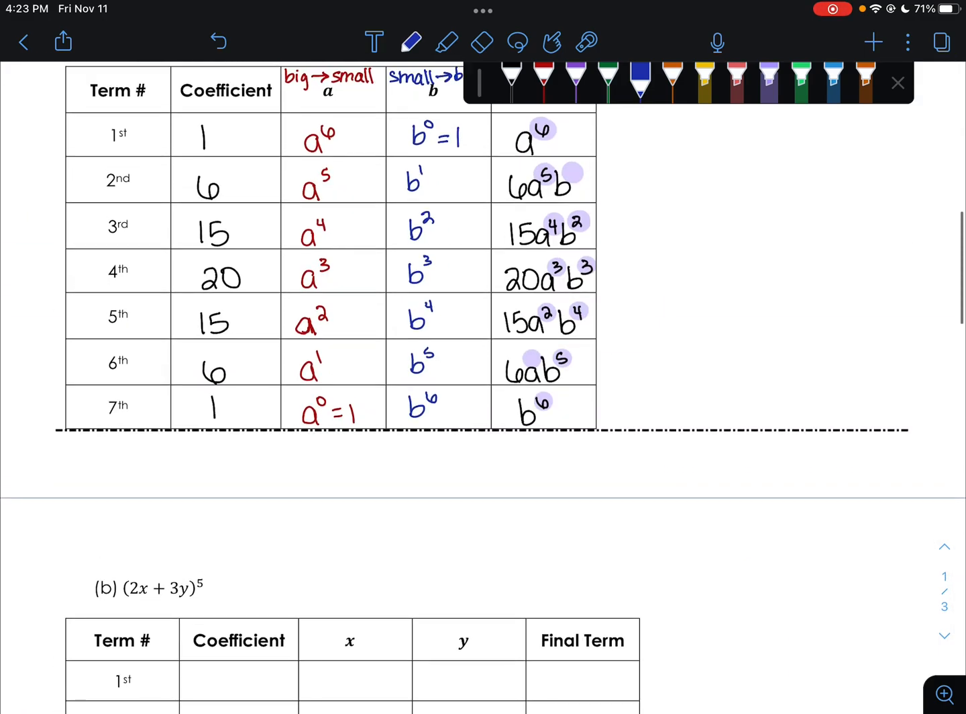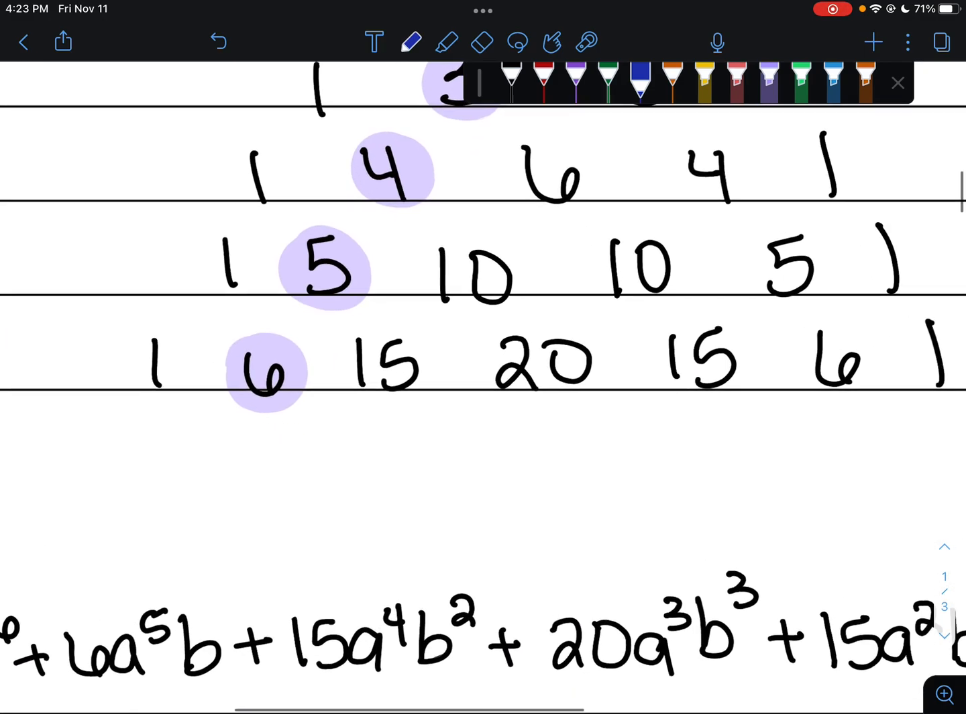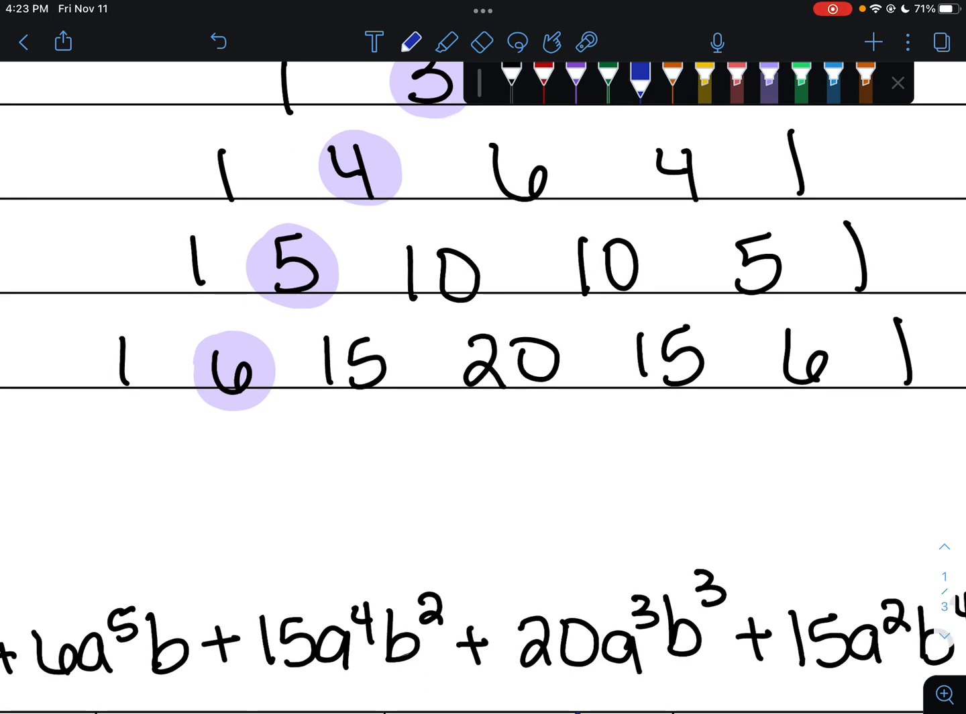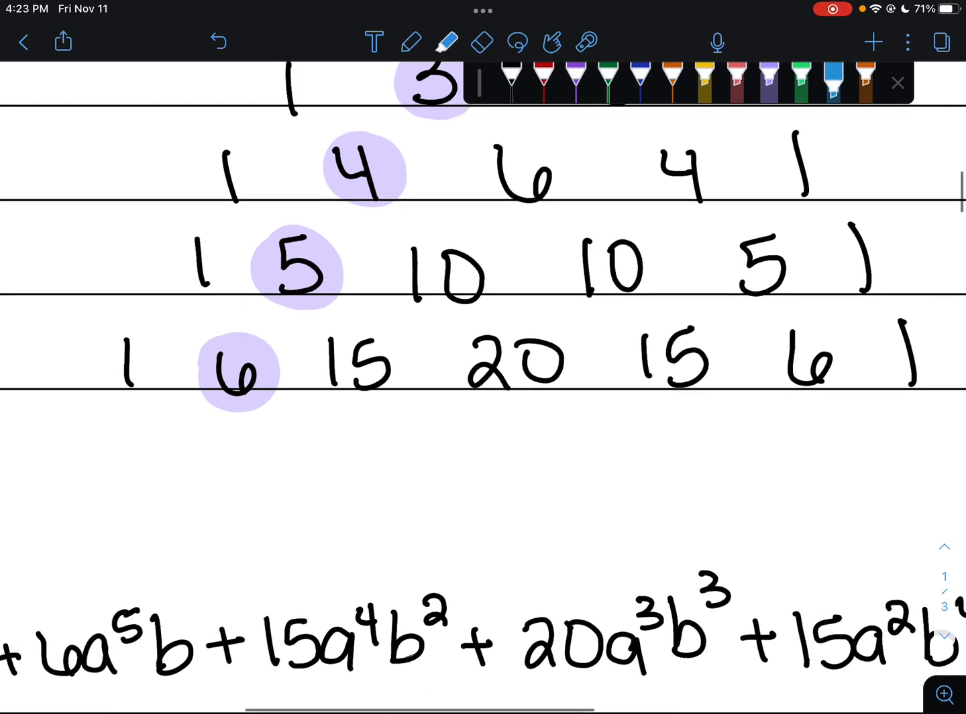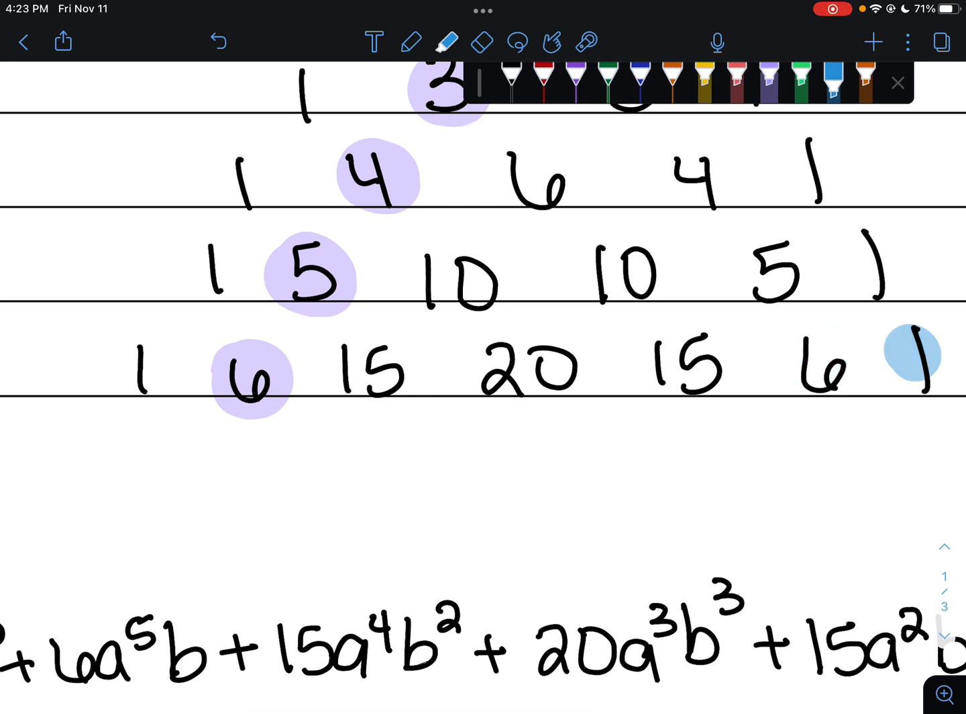Now, if we go back up to Pascal's triangle, I'm going to show you how we get these coefficients. So this last row is the row that I want us to focus on. So let me clean it up just a little bit. Okay, so we're going to focus on this row right here. So this had an exponent of 6. So this first one would be 6 choose 0.